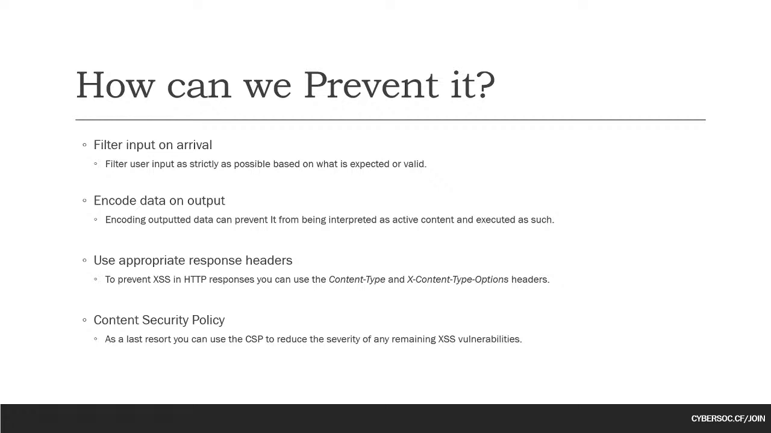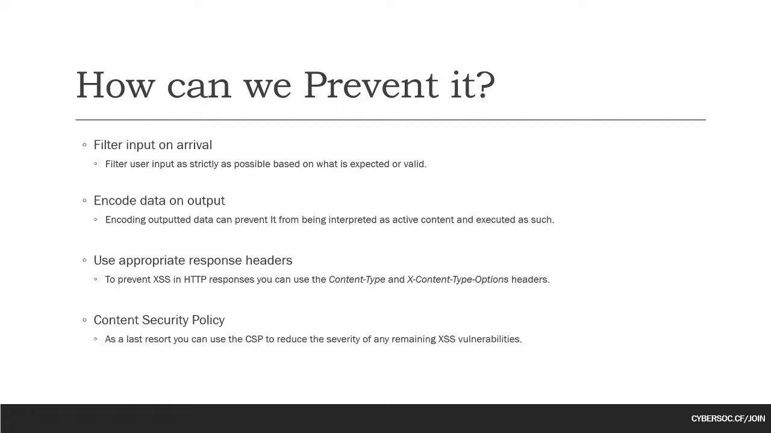If we encode the data we use on output, we can prevent it from being interpreted as active content. A lot of the simple payloads use script tags. If a web server sees a script tag, it will execute it. But if it's encoded in some way, it won't see it as active content, and therefore it won't be executed.